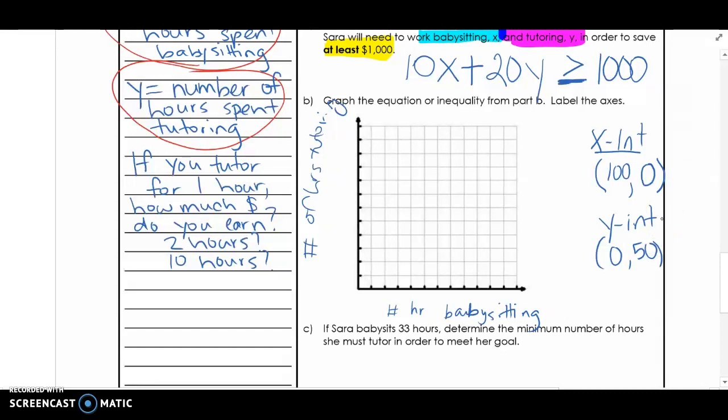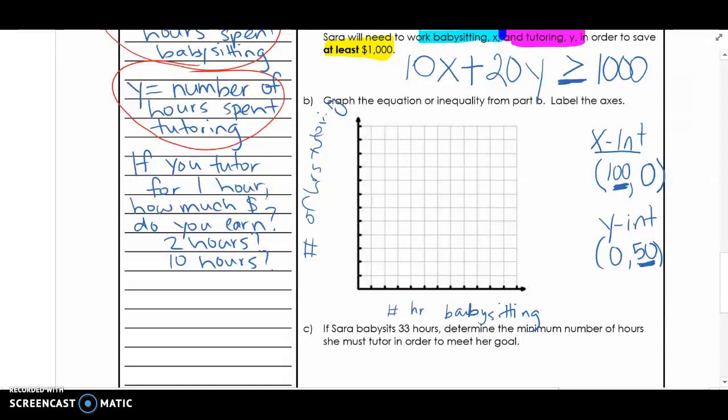What do these points tell me? They tell me that X represents babysitting, so if she's going to babysit only, she'll need 100 hours of babysitting to earn her minimum amount of $1,000. If she's only going to tutor, she only needs 50 hours of tutoring.